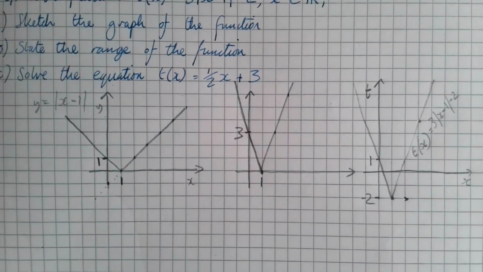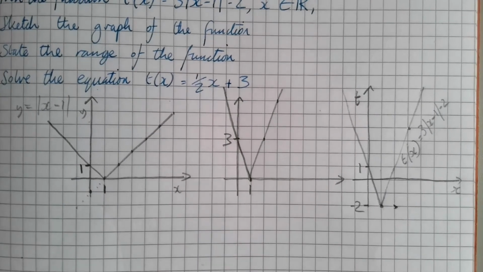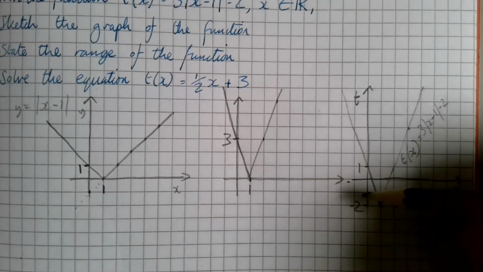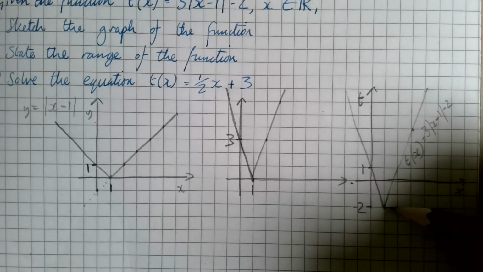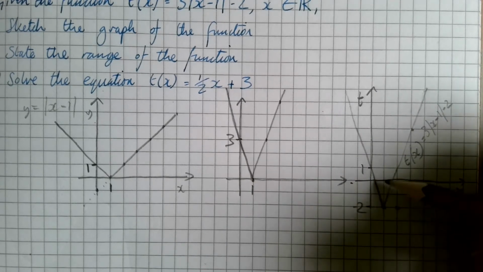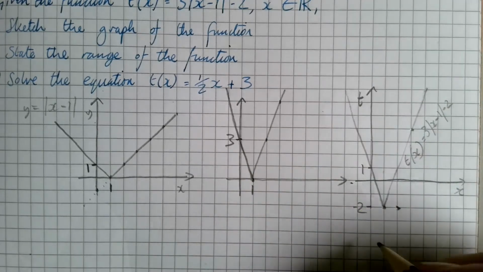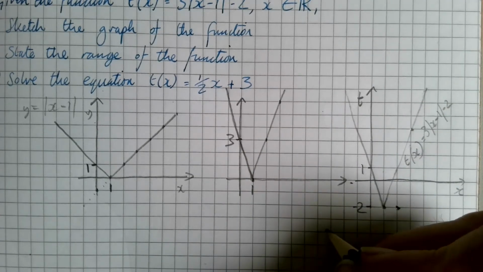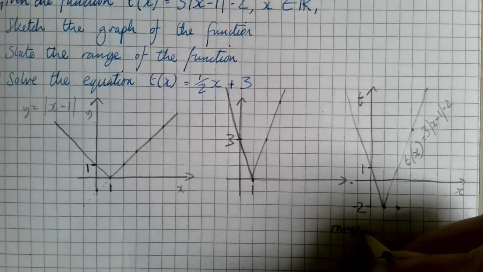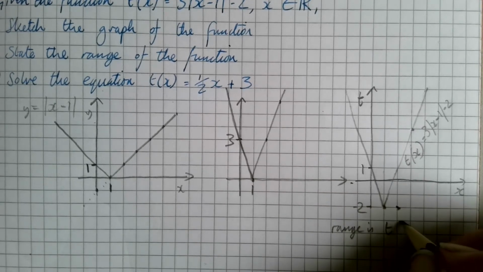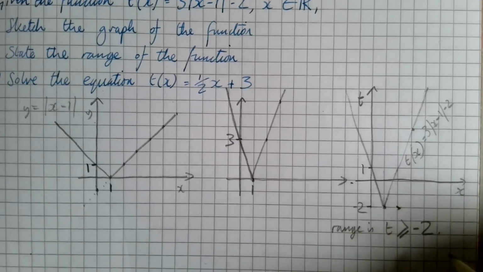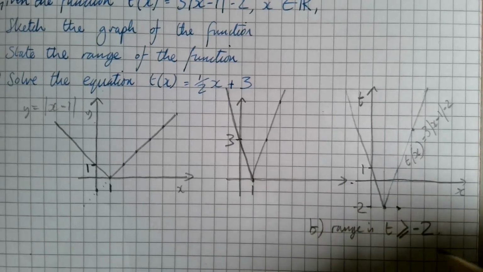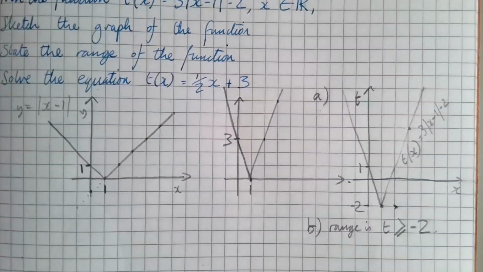Now it says state the range of the function. So the range is what we're getting as our y's, or t's in this case, isn't it? So what possible values are we getting? Well, the smallest possible is -2, and then it's just going up and up and up, isn't it? So we can say that the range is t is always going to be bigger than or equal to -2. So that's part B and that's part A.